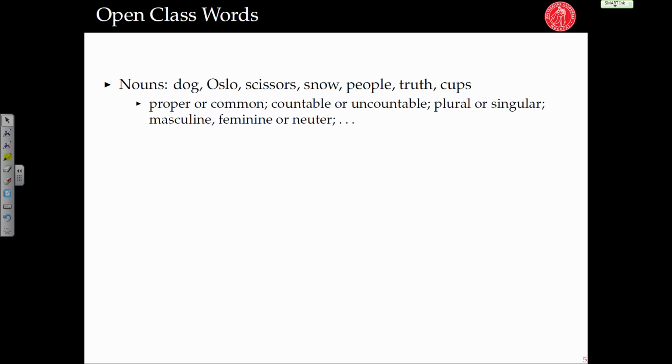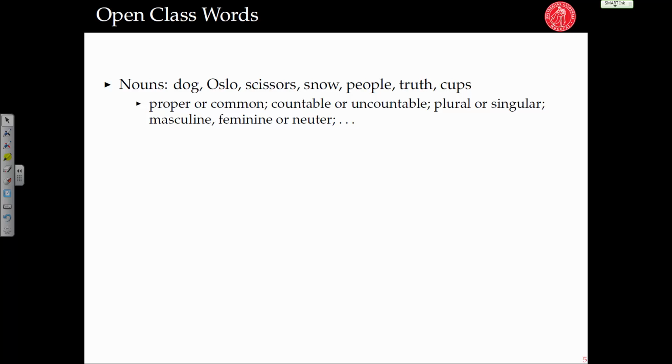Further distinctions could also be made on whether a noun is plural or singular, feminine, masculine, etc. And the level of distinction you make, whether you say I only care about nouns, or I want to distinguish between proper nouns and common nouns, or between countable and uncountable nouns, completely depends on your application, and also on the design of the corpora or the data set you're using.